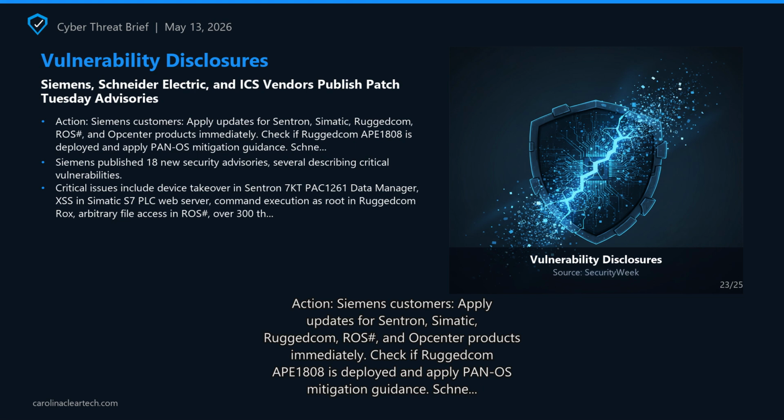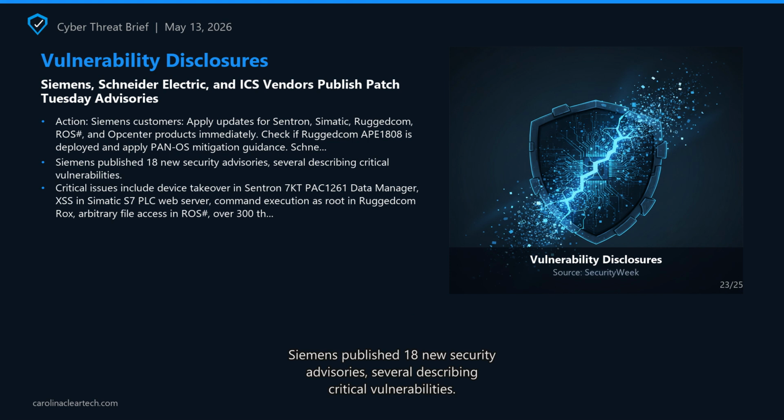Action: Siemens customers. Apply updates for Scalance, SIMATIC, RUGGEDCOM, ROS, and OpCenter products immediately. Check if RUGGEDCOM APE1808 is deployed and apply PAN-OS mitigation guidance. Schneider Electric customers. Apply updates for EcoStruxure, EasyLogic, PowerLogic, ECG products. Subnet Solutions customers. Update PowerSYSTEM Center to PSC 2020 Update 29, PSC 2024 Update 2, or PSC 2026 GA hotfix. Sources: Security Week, CISA ICSA-26-132.